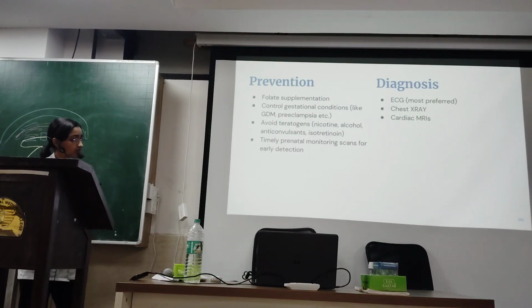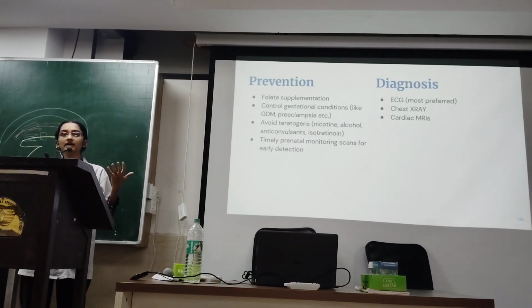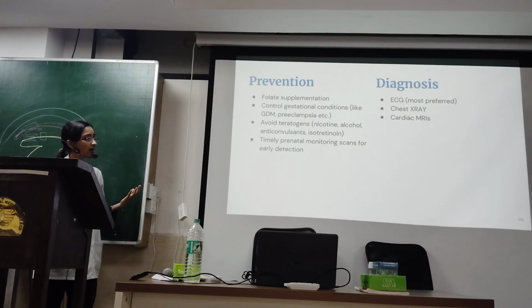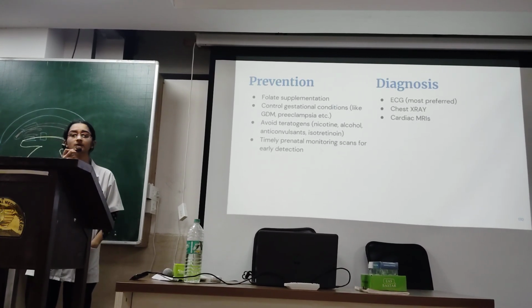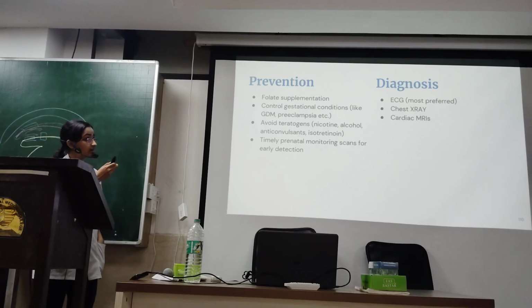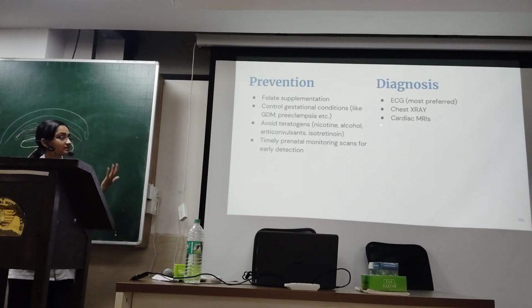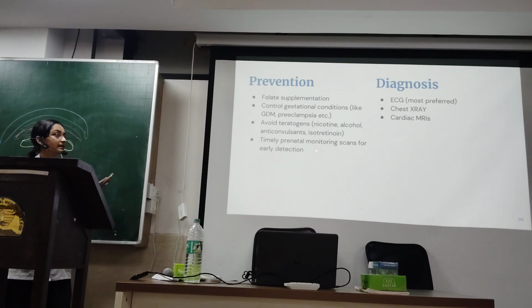The prevention of these conditions, obviously, since these conditions are chance occurrences, saying that you can prevent them is pretty redundant. However, there are certain triggers that you can prevent so as to prevent these conditions from occurring. That involves folate supplementation, controlling gestational conditions like diabetes and preeclampsia, avoiding teratogens like nicotine, alcohol, anticonvulsants, and isotretinoin, and timely prenatal monitoring so as to be able to manage these conditions better.